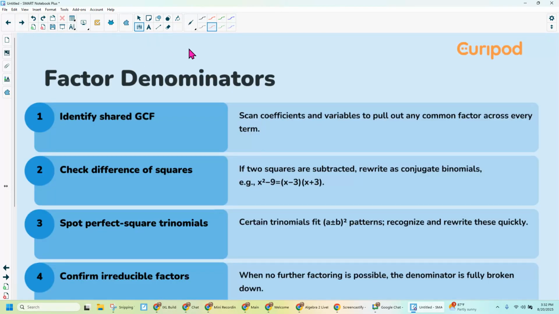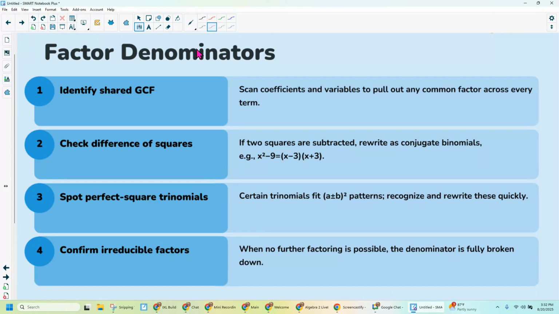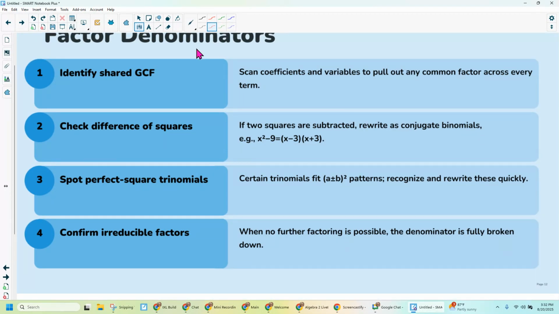Try another one, so factoring the denominators. To find a common denominator, we sometimes have to factor those denominators. There are 4 things you can look for. You can look for greatest common factors. You can look for a difference of squares, those identities. You can look for the perfect square trinomial identity. And if it's not factorable, then the denominator is fully broken down. Okay, and that's what we want. We want to try to break it down fully.